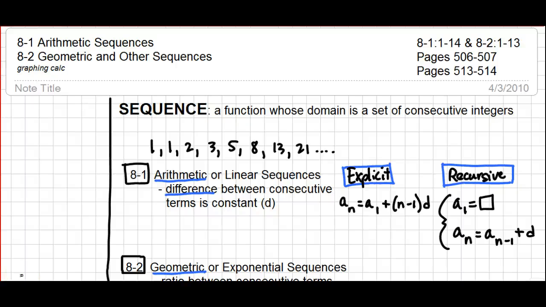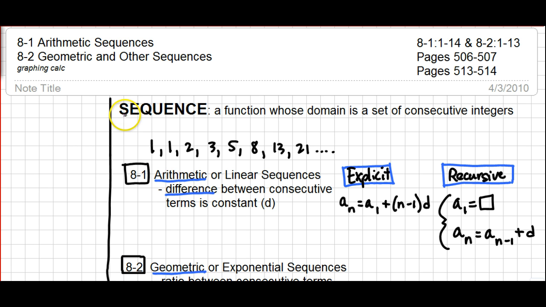This lesson is for FST. We're going to combine lessons 8.1 on arithmetic sequences with lesson 8.2 on geometric sequences. Students will need a graphing calculator to do this lesson.